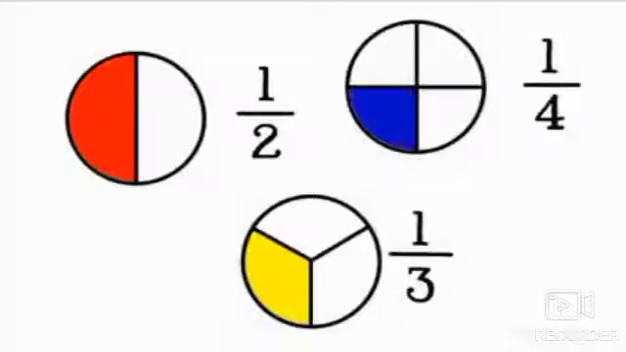Same way you can write for this circle also. The circle is divided into 2 equal parts and 1 part is colored, so 1 upon 2. Here next is divided into 4 equal parts. Fraction is 1 upon 4 because only 1 part is colored. Here 3 equal parts, only 1 part is colored, so you are going to write 1 upon 3. Now I hope this definition is clear to everyone.